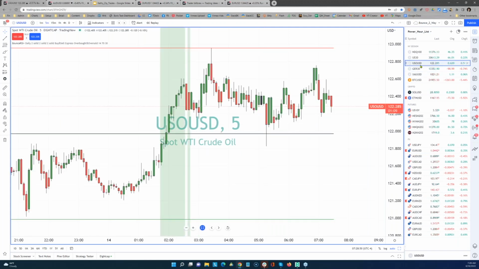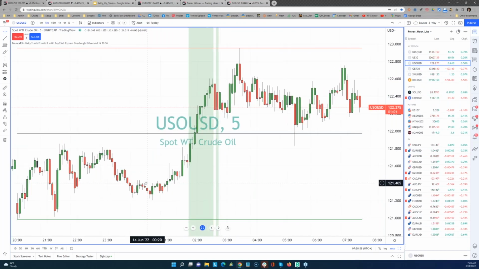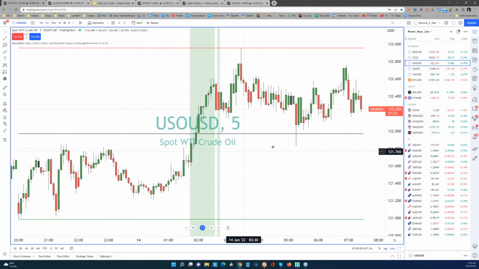So let's see how oil would have performed. So this is oil in a 5-minute chart. We really don't have anything off the lows. So this would be the highs. Sort of a similar situation with oil. On oil, we like to use a 50-cent stop and a 75-cent target. So in this case, I would be taking this trade. I would get stopped out.